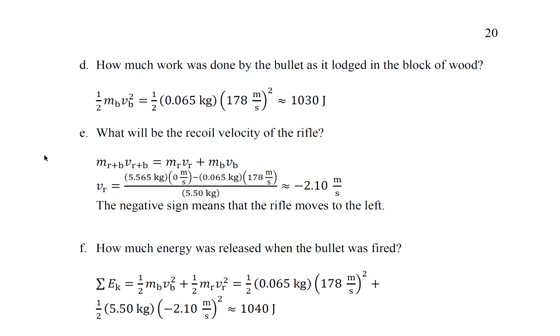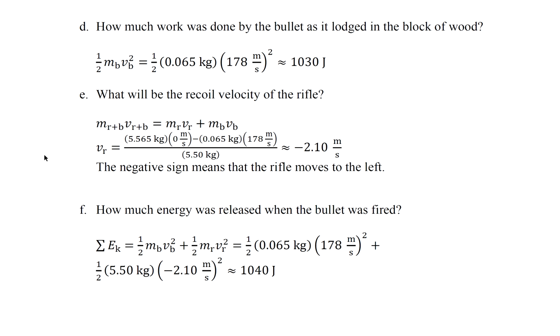Part D, how much work was done by the bullet as it lodged in the block of wood? It's 1/2 m bullet velocity bullet squared, about 1030 joules, because work is equal to the change in kinetic energy.